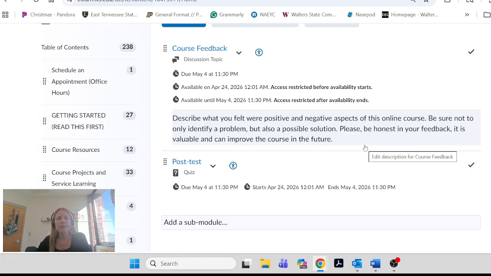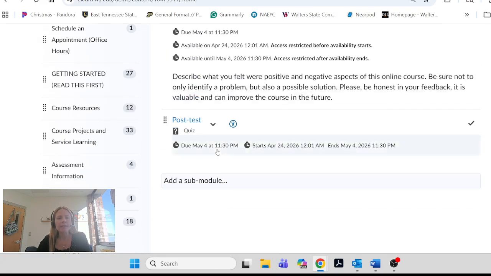And like I mentioned, it's very helpful because whenever we do feedback for the course and we're developing the course for you, we want to know, what did you like about it? What did you think was maybe a negative aspect? And if you do identify a problem, try to come up with a solution or what you think would work. Being honest in your feedback is really going to help improve the course for future students. So please go ahead and fill that out.